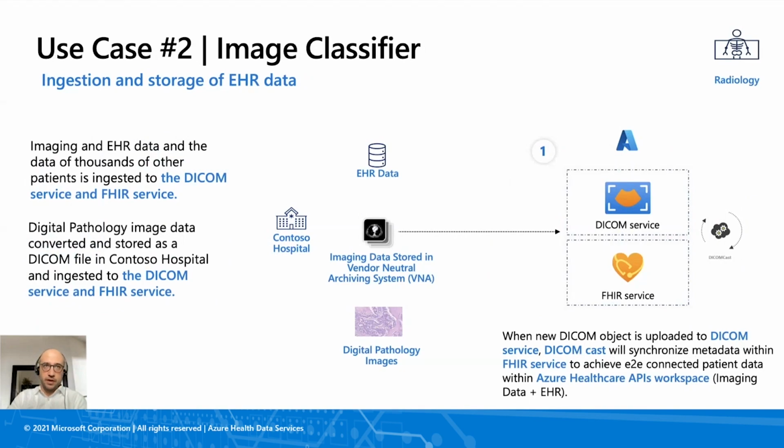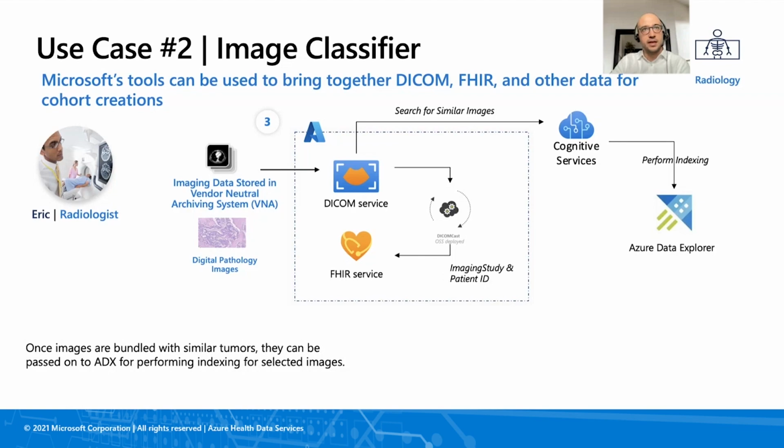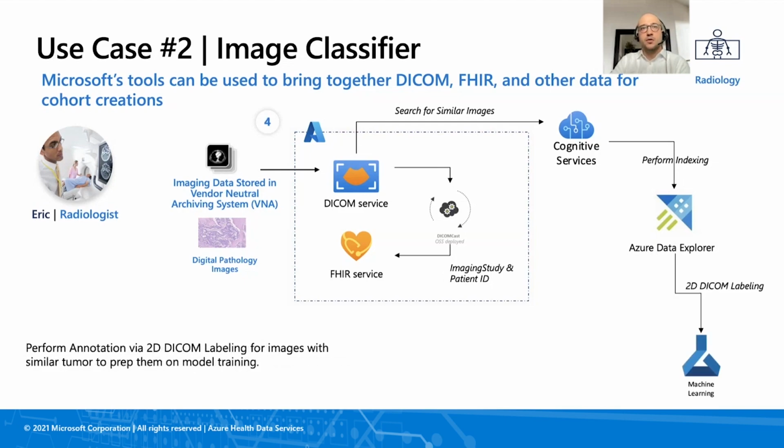So here we have gone through this before, about ingesting the data into Azure Healthcare APIs. And here you are using cognitive search to create the pool of images that are of interest to you. And then the images of interest are identified. Then you are using ADX to further index the data to find exact images that fit into your category. And then once you have identified the data set that you want to train your model, you export it into the Azure Machine Learning environment to perform your annotations.